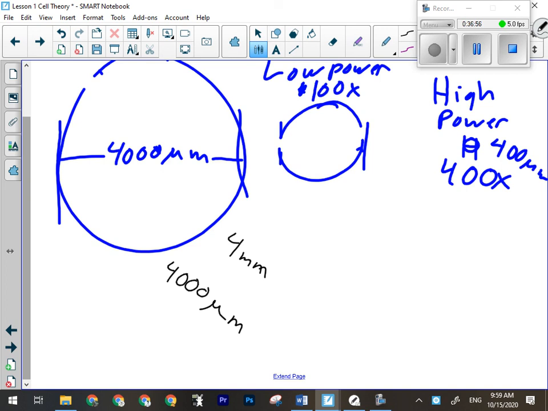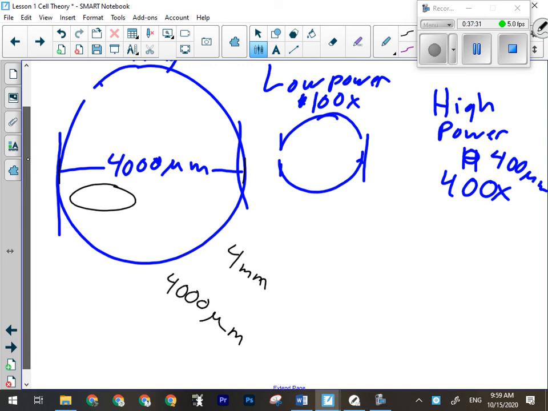Why is it important to know that? It helps me to estimate the size of the objects I'm viewing through the microscope. So if I know that the distance from one side of the circle to the other is 4,000 micrometers, approximately how big is that? 1,500 to 2,000 micrometers. It takes up about half. It's just an estimate, I don't have to be exact, but that's about 1,500 to 2,000 micrometers in size. That's why it's important to know your field of view.